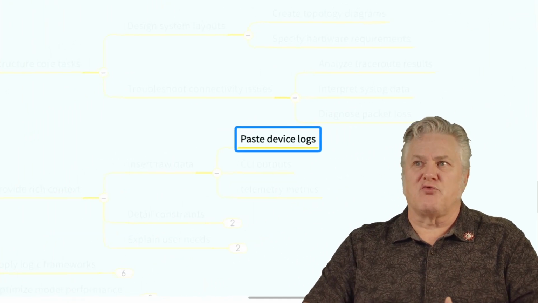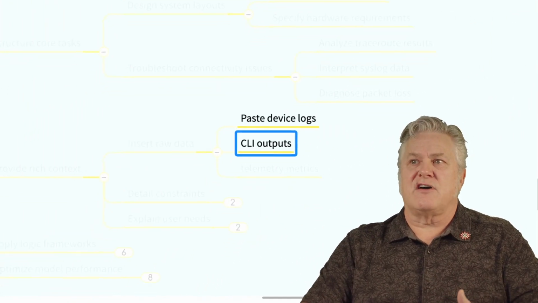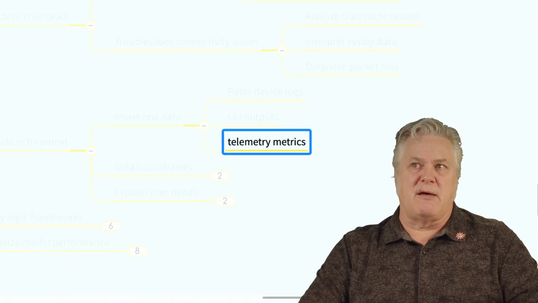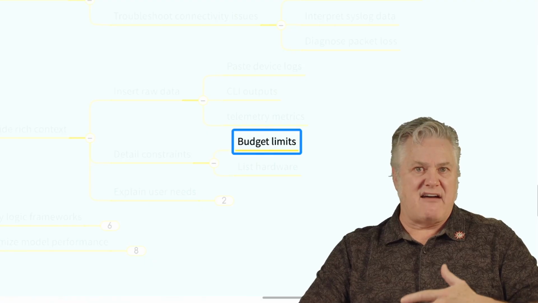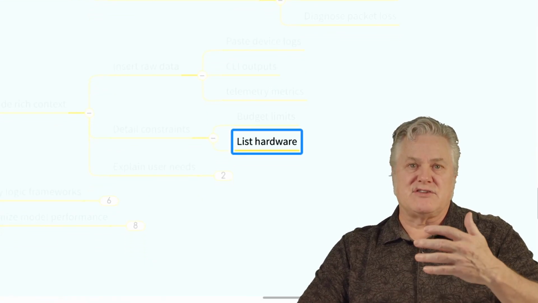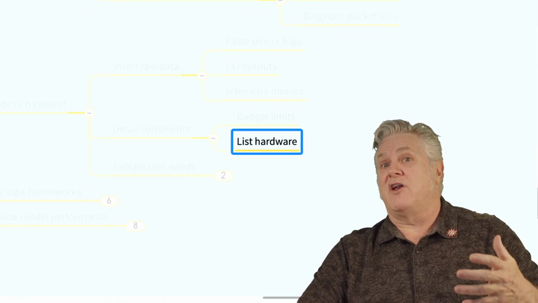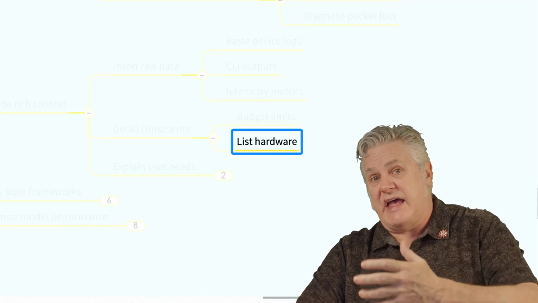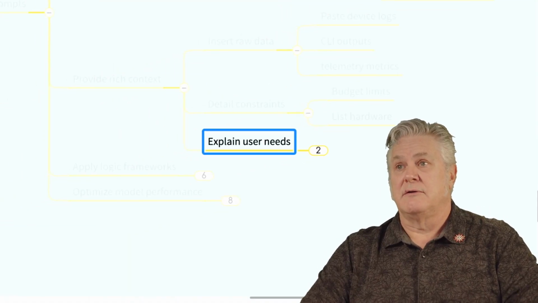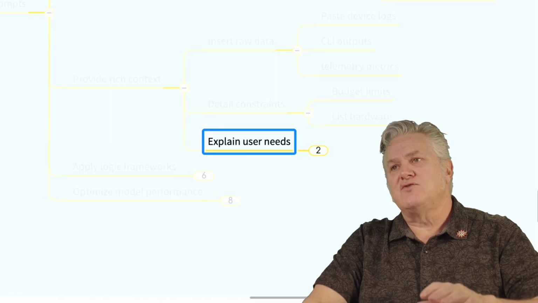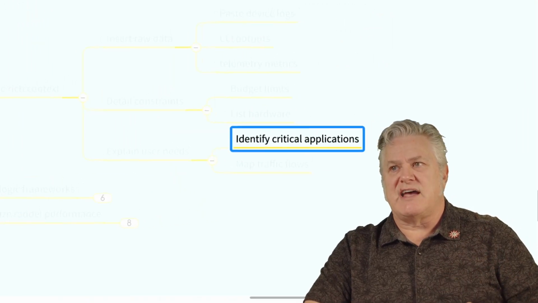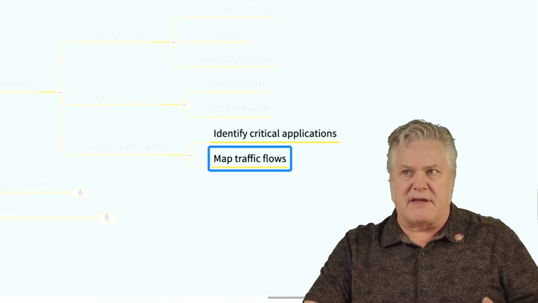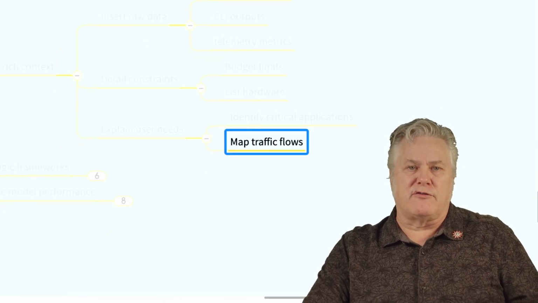So you can insert your raw data like device logs, CLI outputs, and telemetry metrics. You could also detail your constraints at this point. You may have budget limits and a list of hardware that you already have and what other piece of equipment will I need to go ahead and complete what's going on here. Explaining the user need, I think, is kind of critical for us in that rich context, like identify the critical applications or map the traffic flows for us.